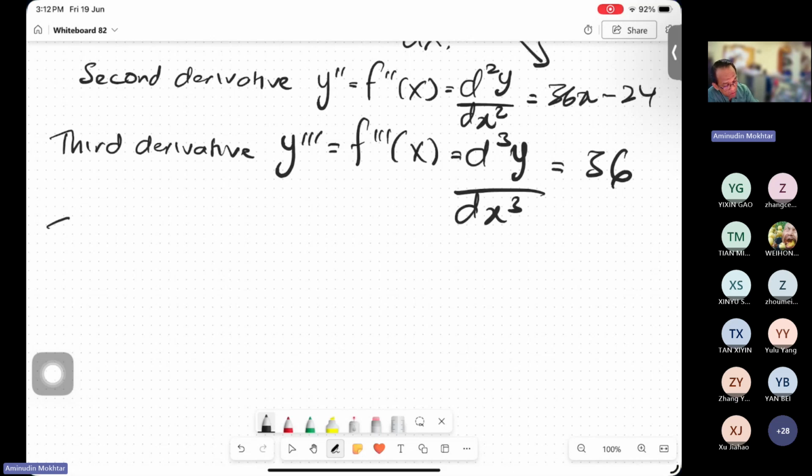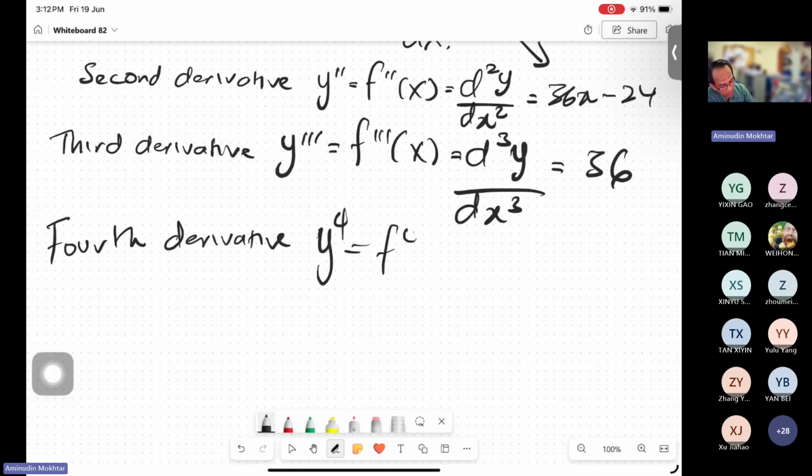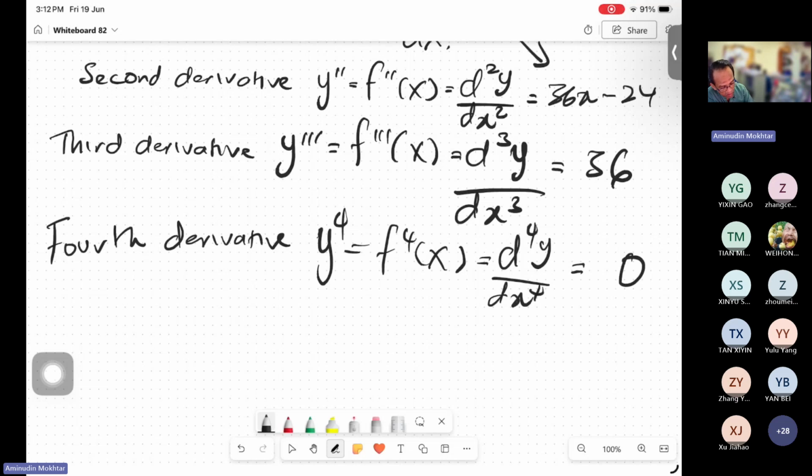Okay, from the example, the fourth derivative, pembezaan darjah keempat. The fourth derivative now is y to the power of 4 equal f 4 x equal to d to the power of 4 y over dx 4. Since the third derivative is constant, the fourth derivative is equal to 0, and so on. We can also continue to find the fifth, sixth, and so on.